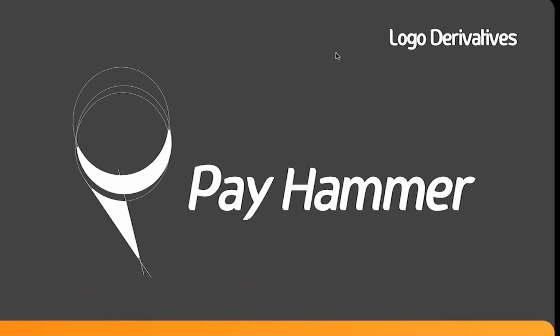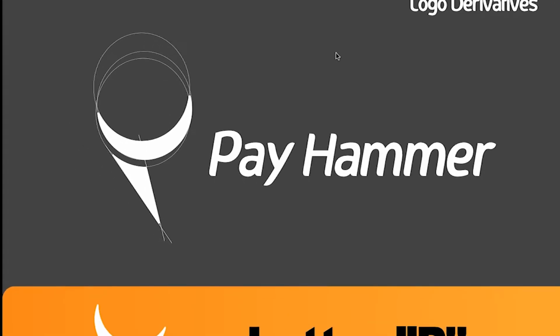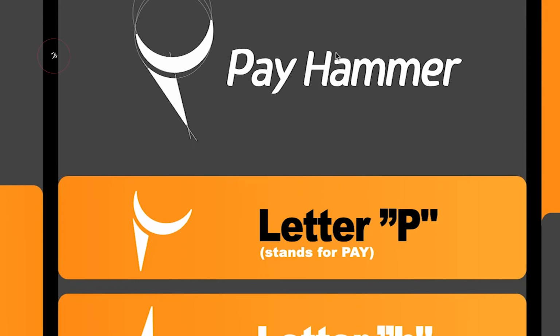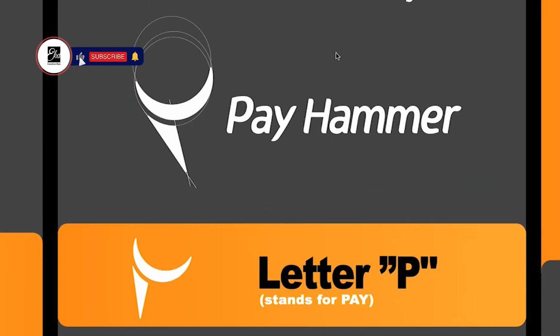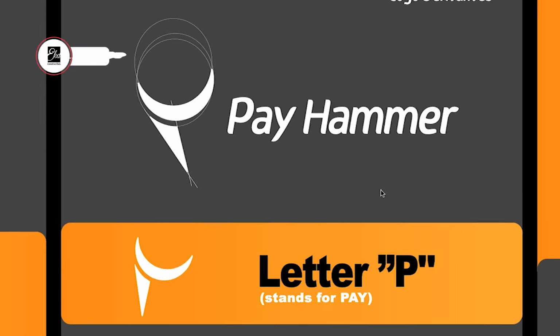So we have here the logo derivatives. The last time I called it the rationale, so you can call it anything you want. We have Pay Hammer here. Normally I like to play with my initials. The first thing you could do, I think the basic thing, if you want to create a logo, is to play with the initials. So we have the initials of the brand name, P and H.